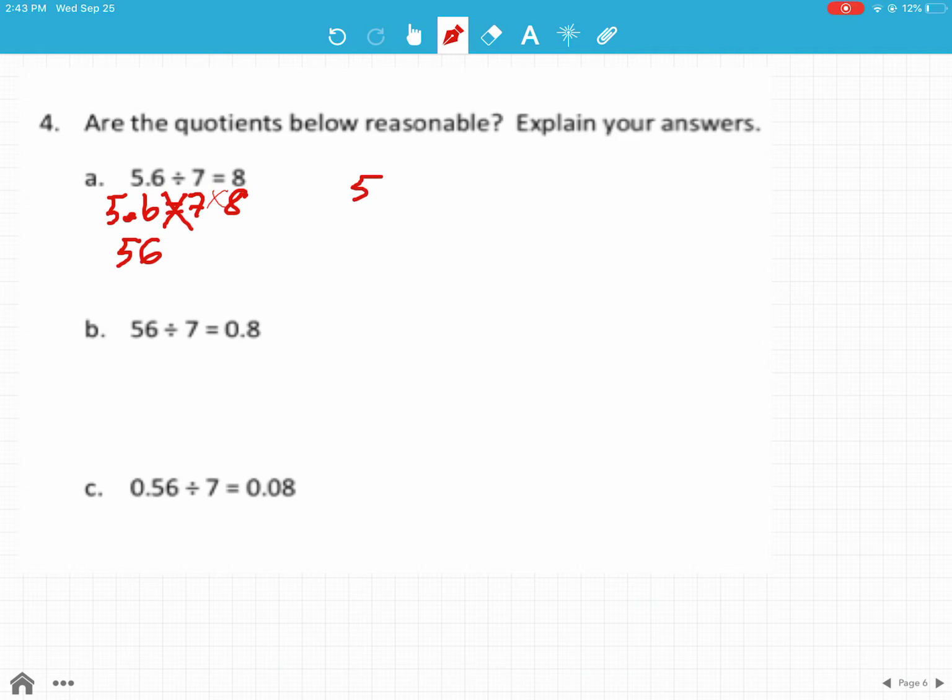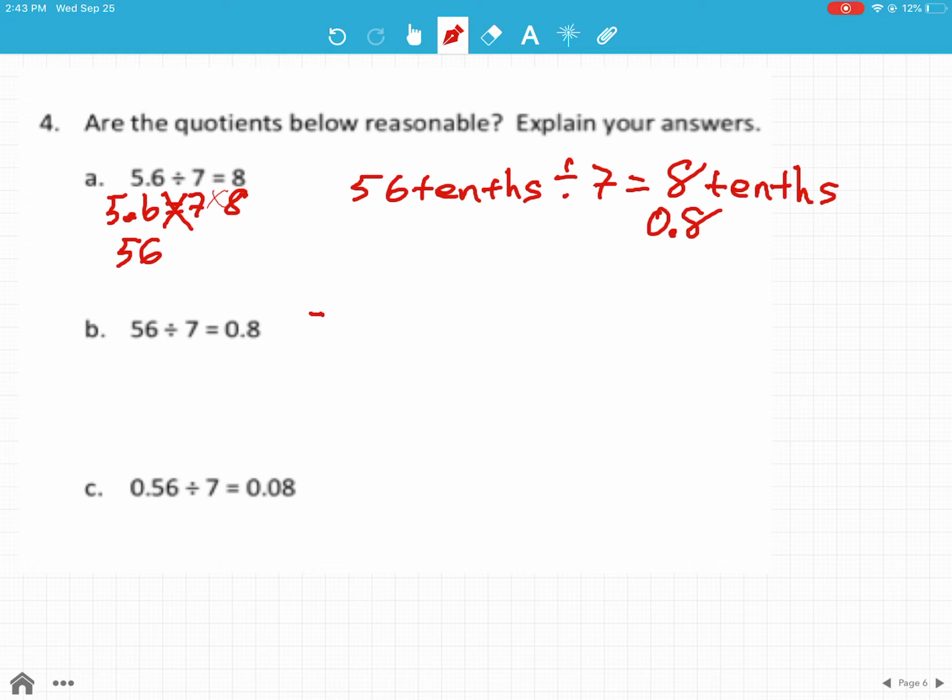So another thing is 56 tenths divided by 7 would give us 8 tenths. Well, it wouldn't give us, it would give us 8 tenths. Okay? So this would be 0.8. All right. Now, I just did the answer for this one. 56 divided by 7 gives us 8.